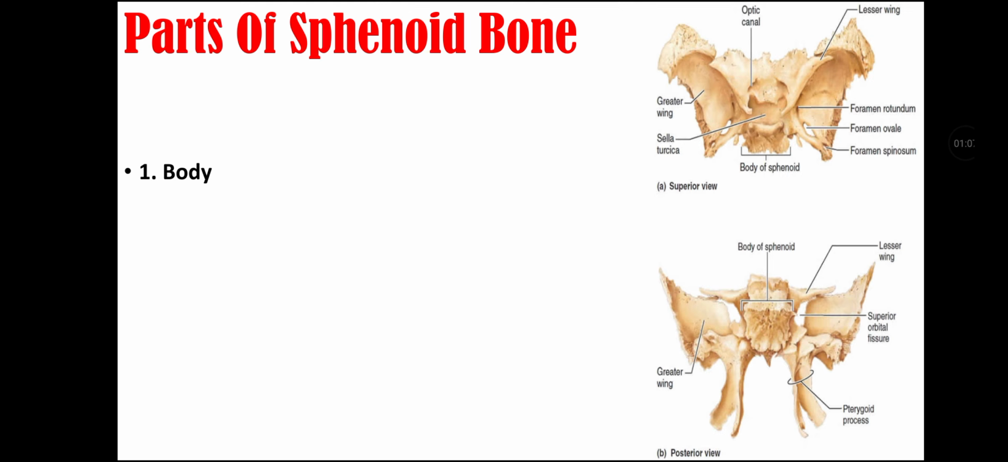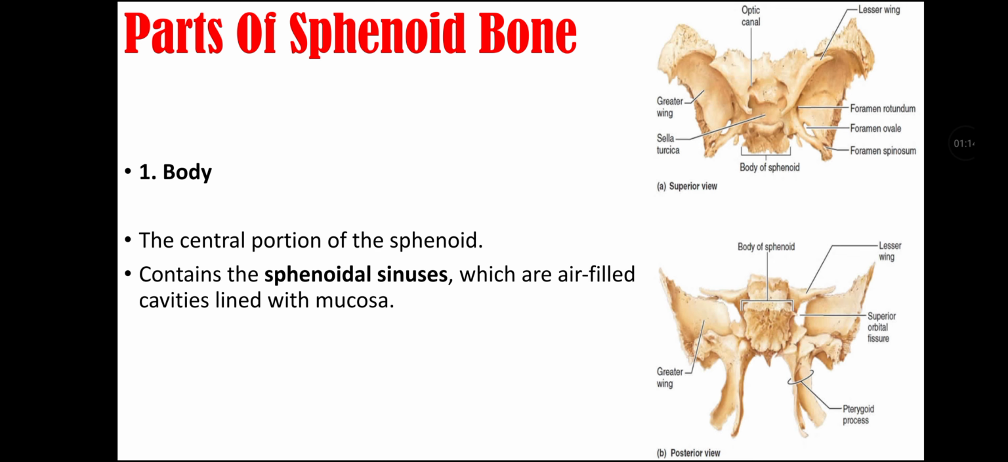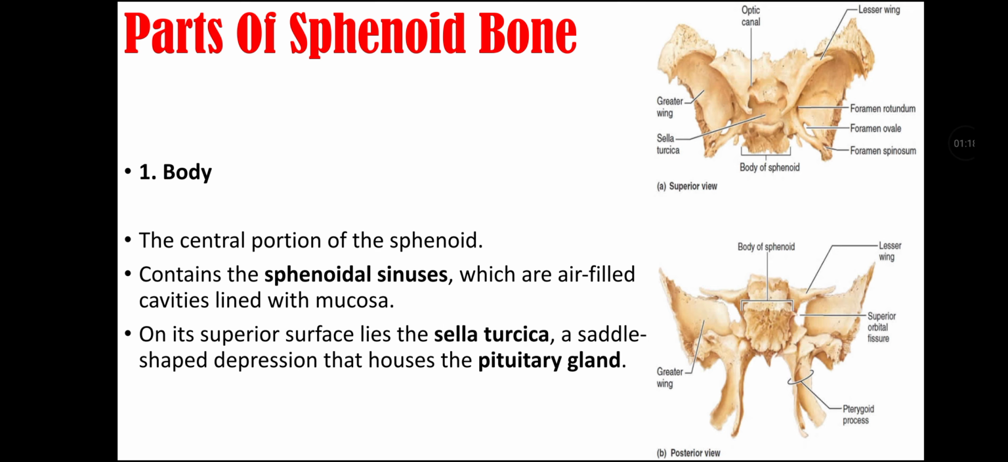So first part of sphenoid bone is body of sphenoid bone. It is the central portion of sphenoid bone. It contains sphenoidal sinuses which are air-filled cavities that are lined with mucosa. On its superior surface lies the sella turcica, that is a saddle-shaped depression that houses the pituitary gland.